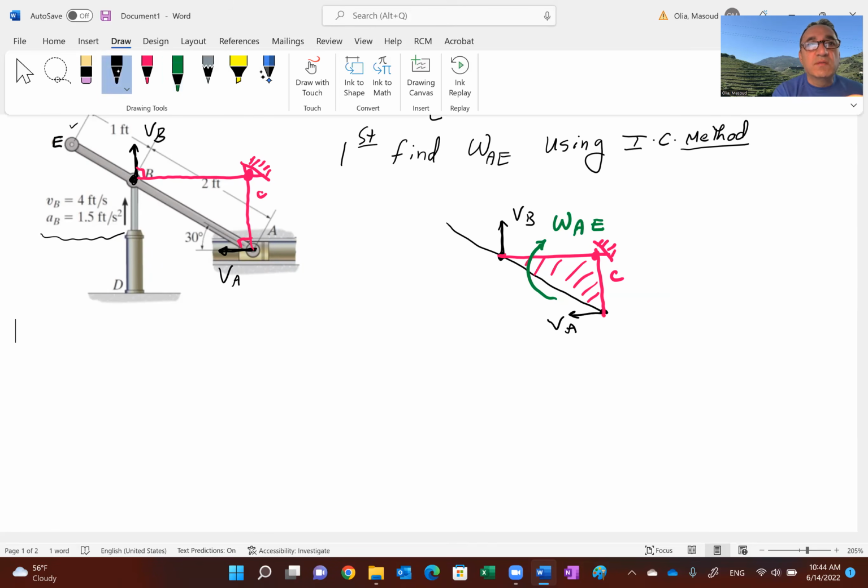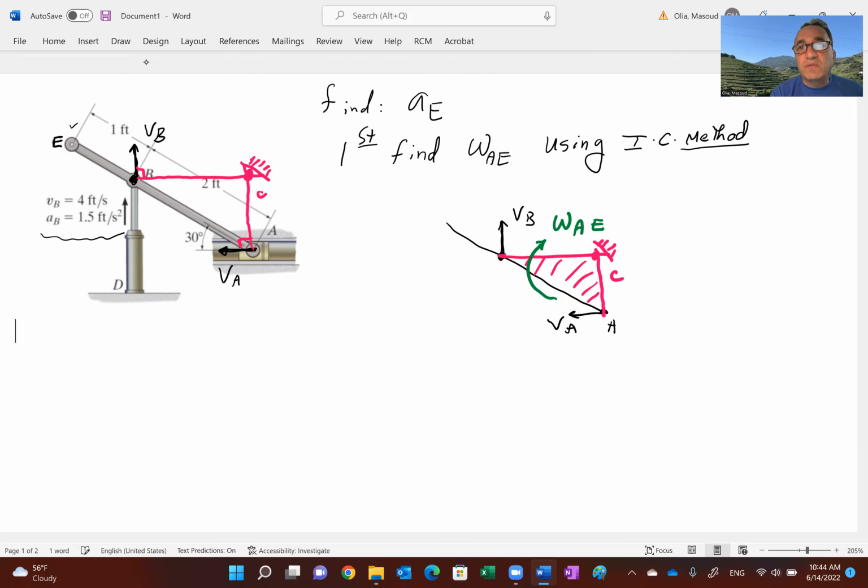Very easily. First of all, we could figure out these distances here. We basically need the distance from B to C. Now, knowing that this angle is 30 degrees here, and knowing that the length of the segment AB is 2 feet, right? So this hypotenuse from A to B is 2 feet. So therefore, BC simply becomes 2 cosine 30. And 2 cosine 30, I have it right here, is 1.732 feet.